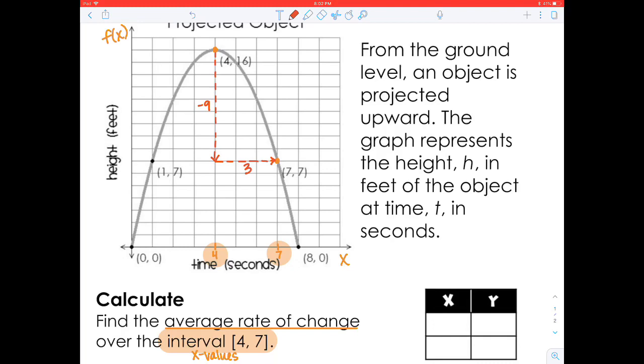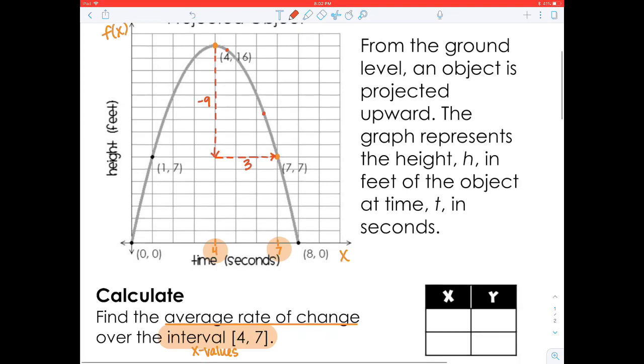On average, it's changing at a rate of -3, so decreasing by a rate of -3. Now, the rate of change between any points in this interval, like from here to here or from here to here, it could be anywhere below or above that average value.